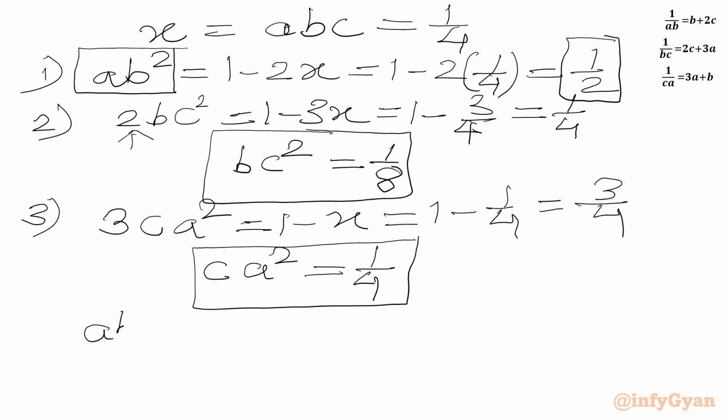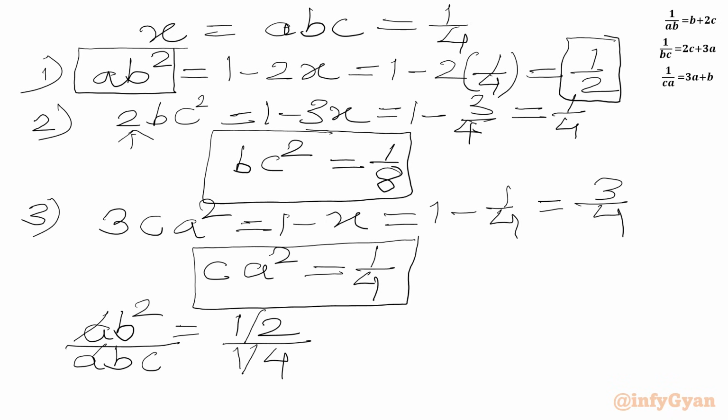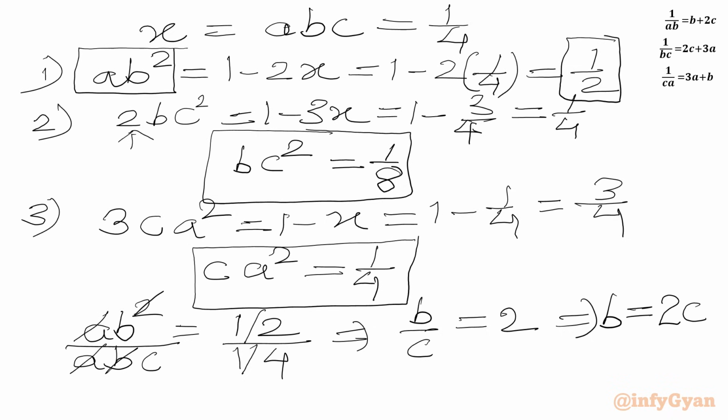Now I will divide the equation AB square equal to 1 over 2 by ABC on both sides. And ABC is 1 over 4. Now we will cancel A with A, B with B. So we are going to write here B over C will be equal to 2. So from this equation, I can get B value in terms of C, B equal to 2C.